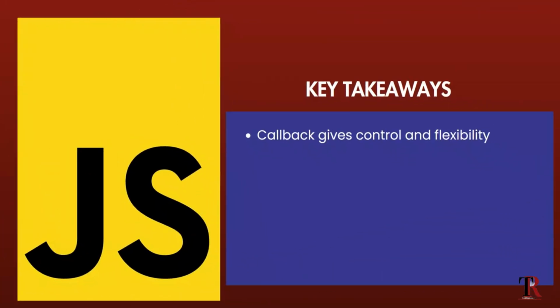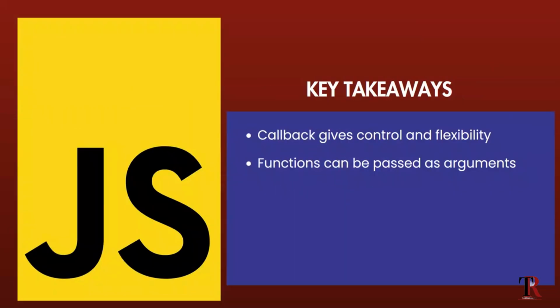Now, key takeaways. Number one, a callback gives control and flexibility. And the key benefit of a callback is that it allows for deferred execution, meaning the callback function does not run immediately. Number two, functions can be passed as arguments. Because functions in JavaScript can be treated like any other variable or object, you can pass them as arguments to other functions.